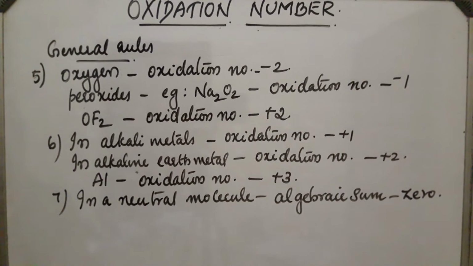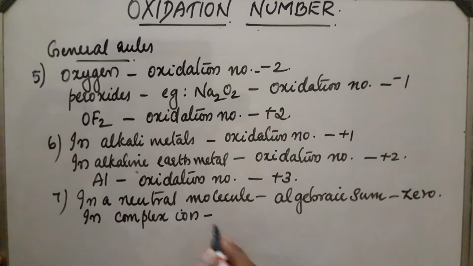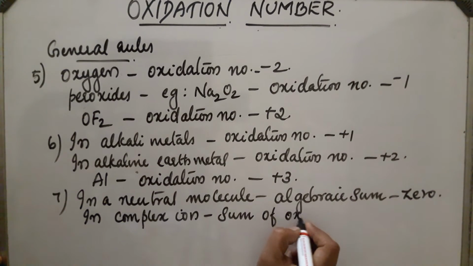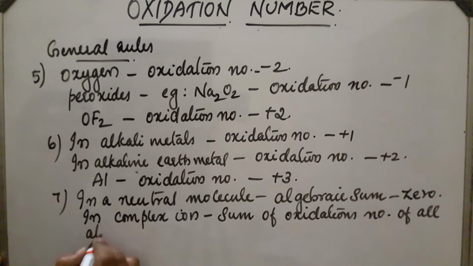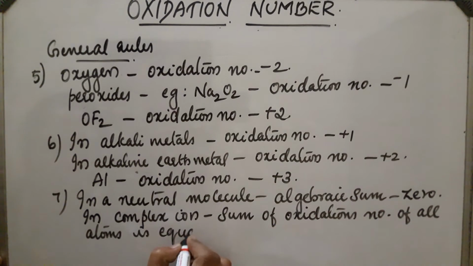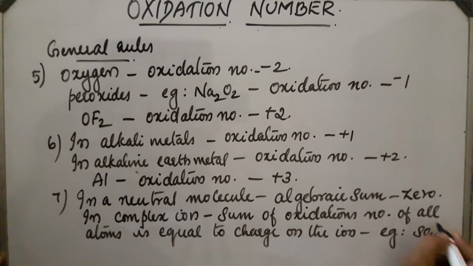In the case of complex ions, the sum of the oxidation numbers of all the atoms is equal to the charge on the ion. For example, in the case of SO4 2-, the sum of the oxidation numbers of sulfur and oxygen will be equal to 2-.